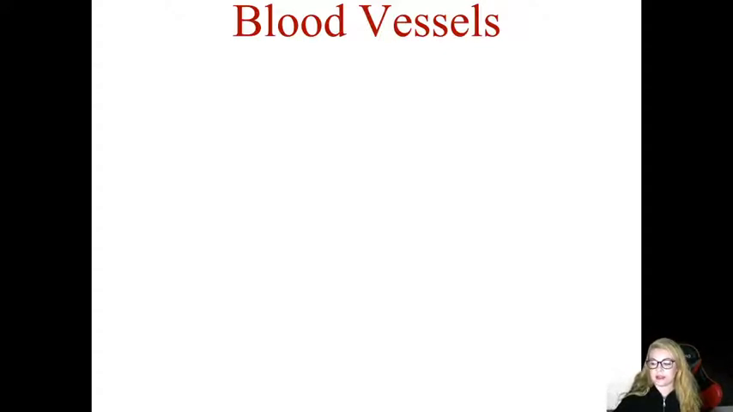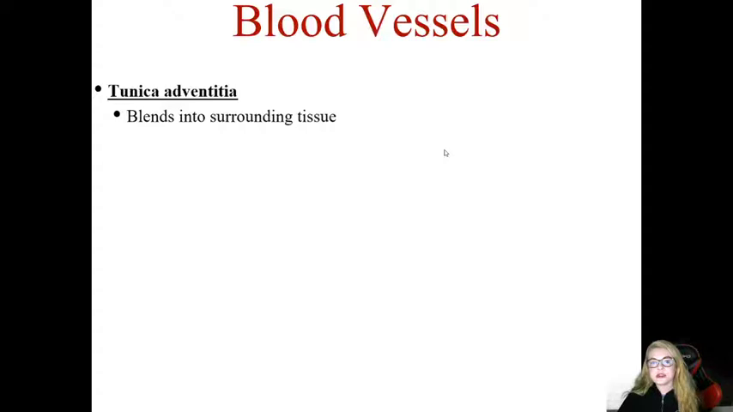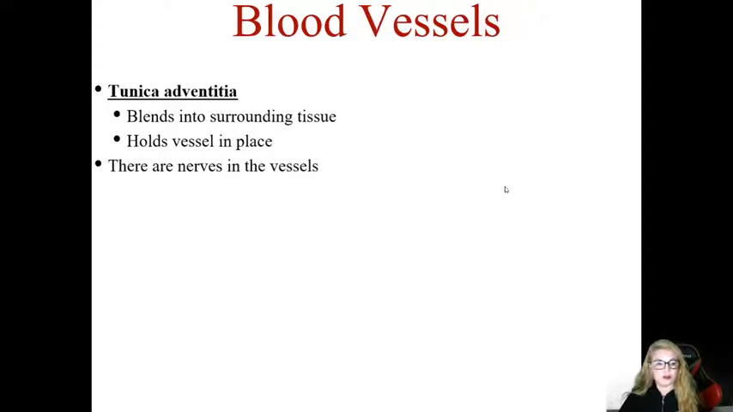And the third is the tunica adventitia. This is what blends into the surrounding tissue. It is the outermost layer, and it's what holds the vessel itself in place. There are also nerves present in this vessel, and they innervate the smooth muscle in and around this tissue.